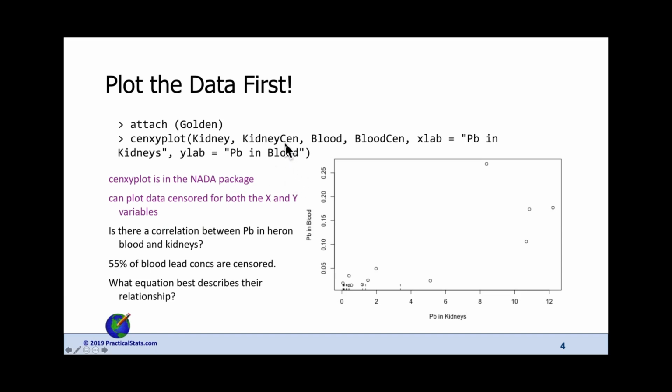So if the value in this column for kidney sen says TRUE, or it says 1, that's indicating that the kidney value over here is a detection limit. If the value in kidney sen is FALSE or 0, then it's an indicator that it's not censored and that this kidney value is actually a measured detected value for lead concentrations in kidneys.